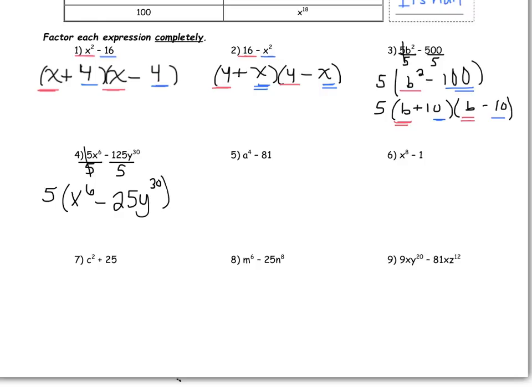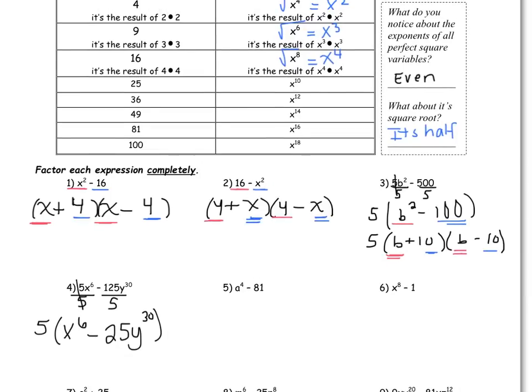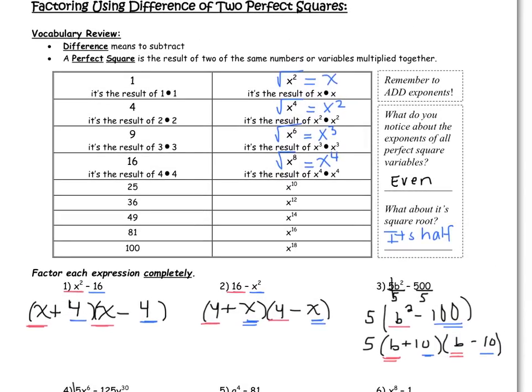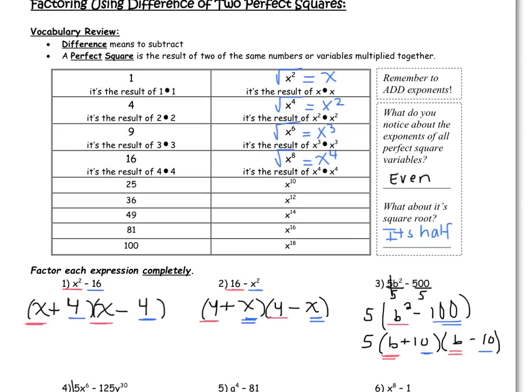Now this one's a little bit harder. Is this a difference of 2 perfect squares? Well, it's a difference, yes. Is x to the 6th a perfect square? Well, what did we say we needed a perfect square to have? What do you notice about all the exponents of those perfect squares? They have to be even, and its square root is always half.